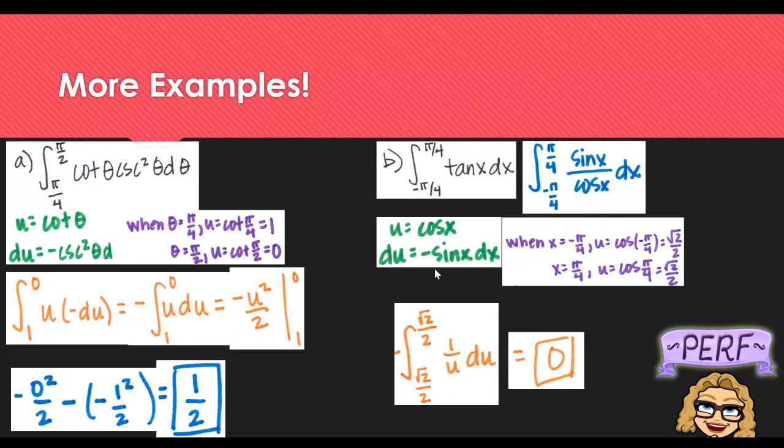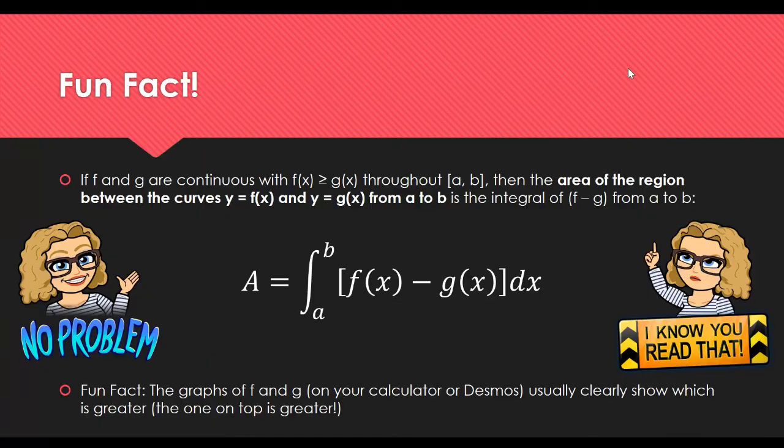So that's how your substitution with definite integrals works. A fun fact. If f and g are continuous with f of x greater than or equal to g of x throughout an interval [a, b], then the area of the region between the curves f of x and g of x from a to b is the integral of f minus g from a to b. Looks like this. The area is the integral from a to b of f of x minus g of x.